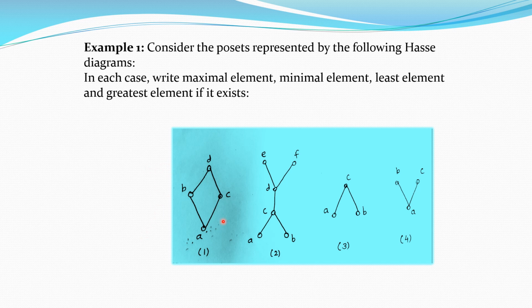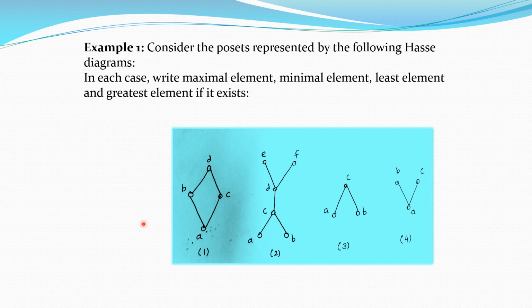Now in second figure, E, F are maximal elements, A, B are minimal elements, but there are no greatest and least elements. Now in third case, A, B are minimal elements, C is the maximal element, C is the greatest element, but there are no least elements. And in fourth diagram, A is minimal, B and C are maximal, A is least element, but there is no greatest element. So these are actually four different cases.